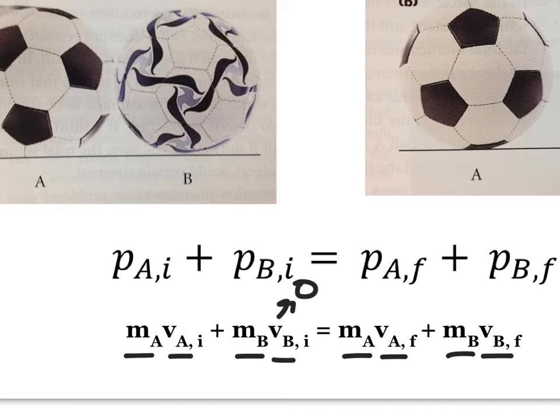Now, notice that the masses are not going to change during the collision. So mass A and mass B are going to be the same at the beginning and at the end. What's going to be changing are the velocities.